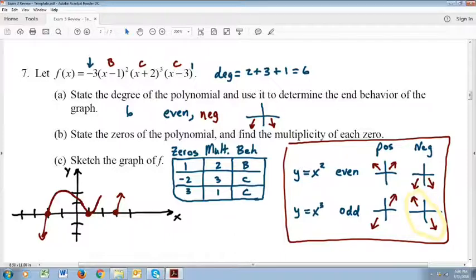Oh, you know what? I did my end behavior wrong again here, didn't I? Let me start this over again. This should also be down. Alright, so now we can do this. So we cross here, and then we're going to bounce at 1, and then we come back up, and eventually we come back down and we have to cross. Alright, so there's our graph.